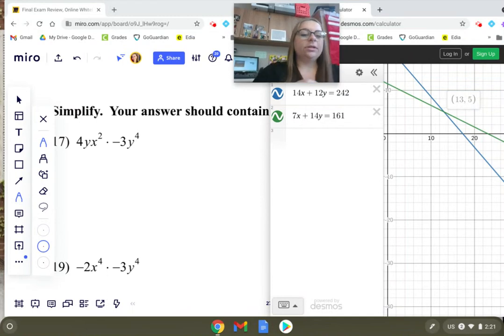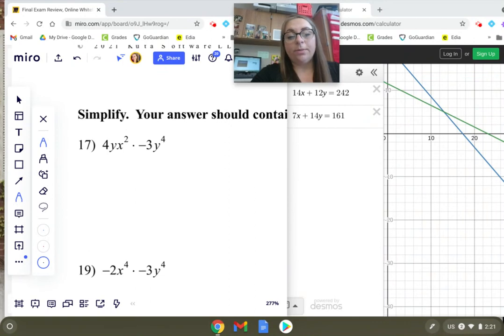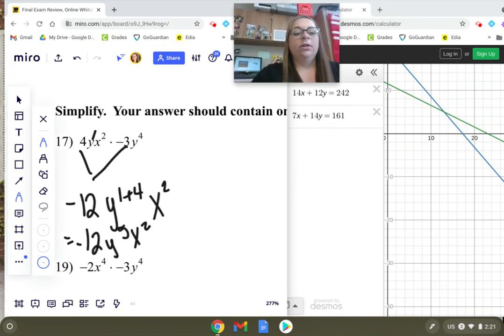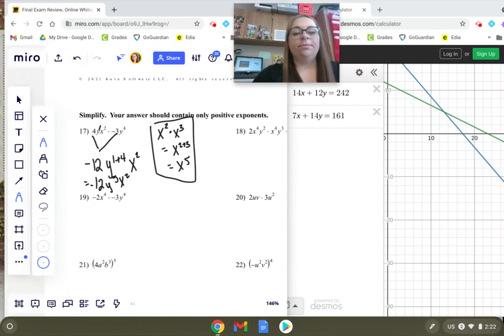Okay, so with the exponents, this first one we have multiplication rule. With the big numbers that aren't the same and don't have exponents, just multiply. So 4 times -3 gets me -12. And I want to make sure that that y has a 1 with it. So I can combine my y, 1 plus 4, and my x to the second. So my final answer here would be -12, y to the 5th, x to the second. So remember multiplication rule? Let's say we have x to the 2 times x to the 3. Add them together. That'd get us x to the 5th. So that's the first rule that we used for this problem.